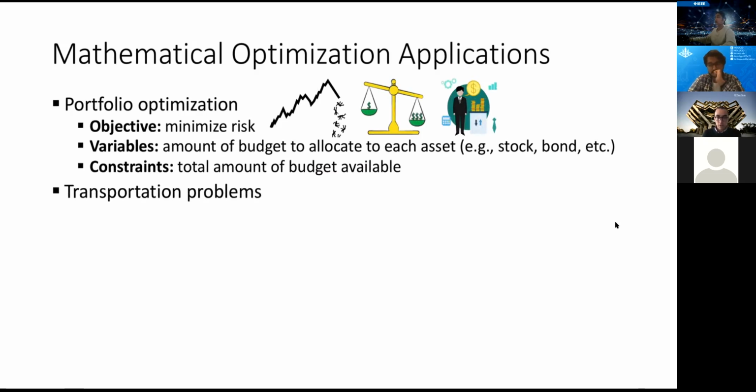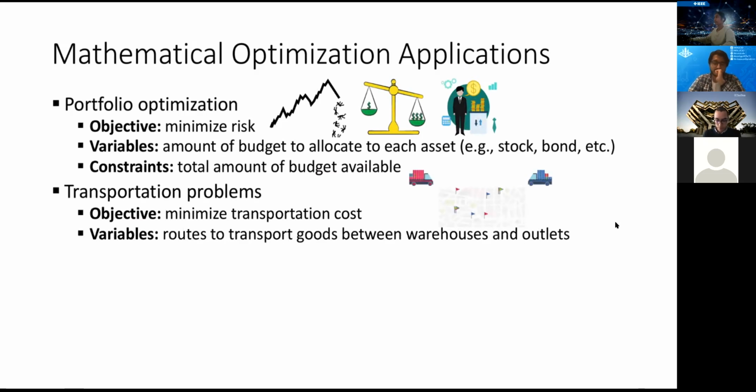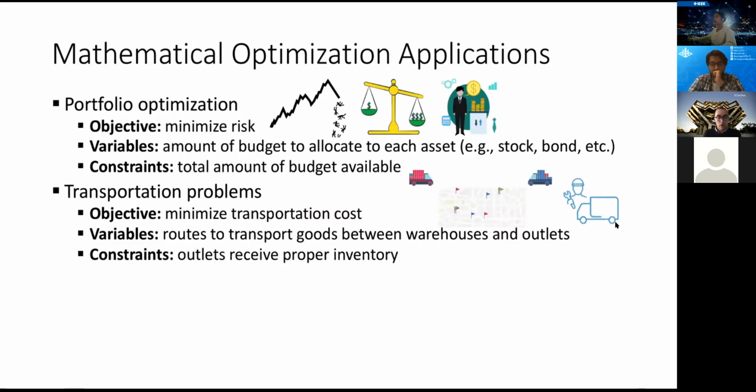In a transportation problem, for instance, our objective is to minimize the total transportation costs. With respect to variables, what are the decision variables? There are specific routes. We need to decide which routes we should use to transport goods between warehouses and outlets, for instance. One example for a constraint may be related to inventory, the total inventory amount we should hold.